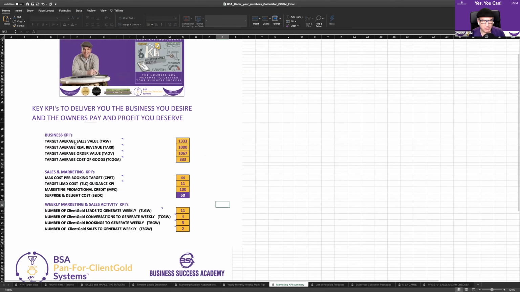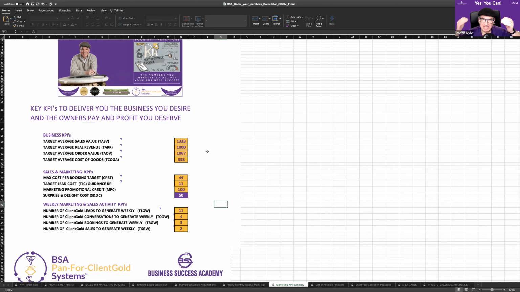So it's a summary of your business key performance indicators, which is your target average sales value, your target average real revenue. What's real revenue? It's basically your sales less your cost of goods. Then your target average order value, and then your target average cost of goods. So it's just calculating those. They're key indicators that you can have in your business plan that you can keep a metric of.